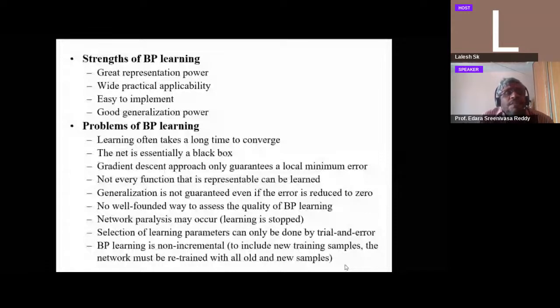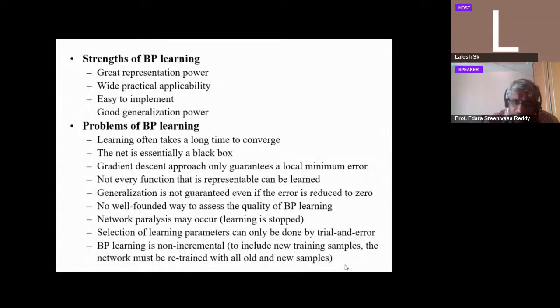The problems are: learning often takes a long time, the net is essentially a black box, and the gradient descent approach only guarantees a local minimum. Every function cannot be represented, we cannot guarantee generalization, and network paralysis may occur. So all this must be avoided, as I have shown in the practical considerations.